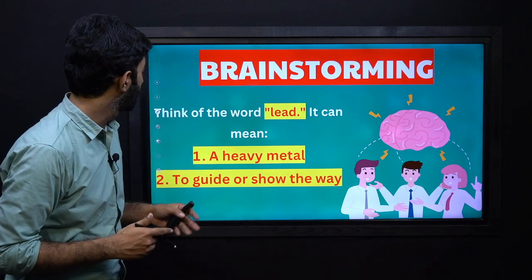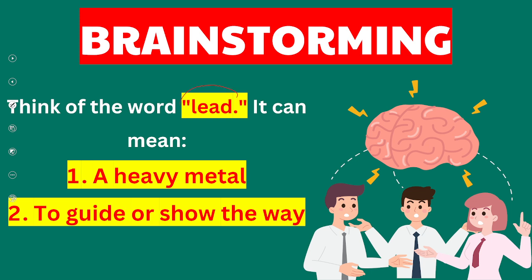So think of the word L-E-A-D. Now we know that the word can be pronounced as lead and it can also be pronounced as lead. So it has two meanings. First one is a heavy metal, lead. Lead is a heavy metal. And the word, when you pronounce it differently, lead, it means to guide or show the way. So, but the spellings are same.